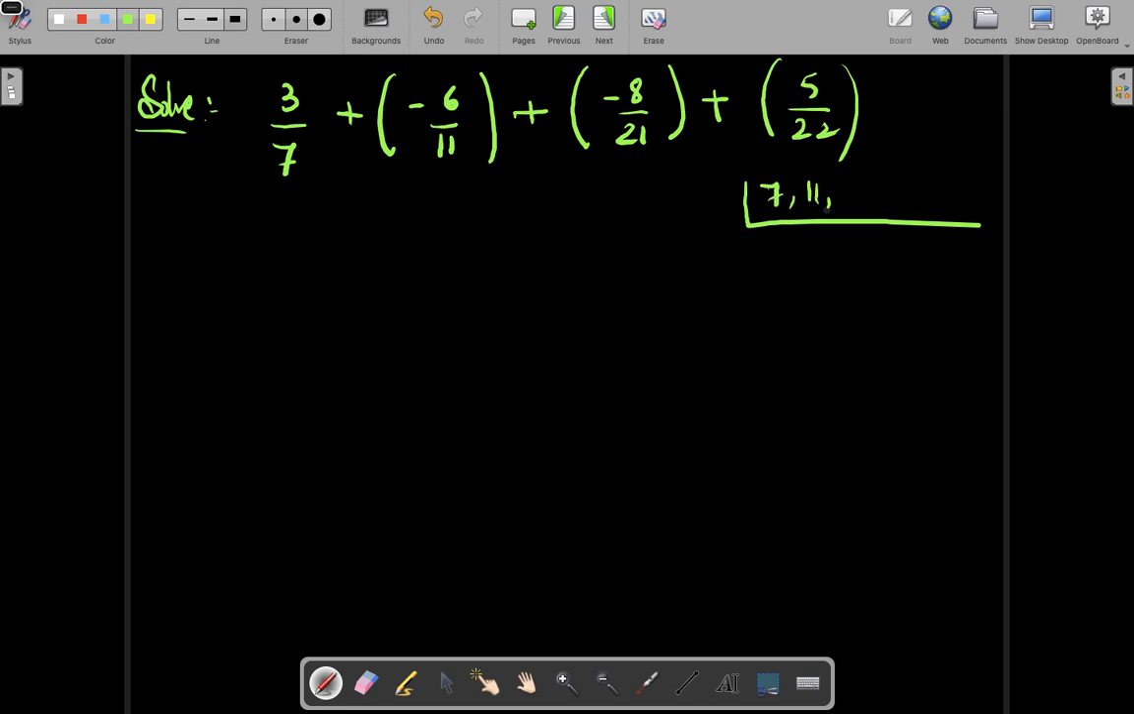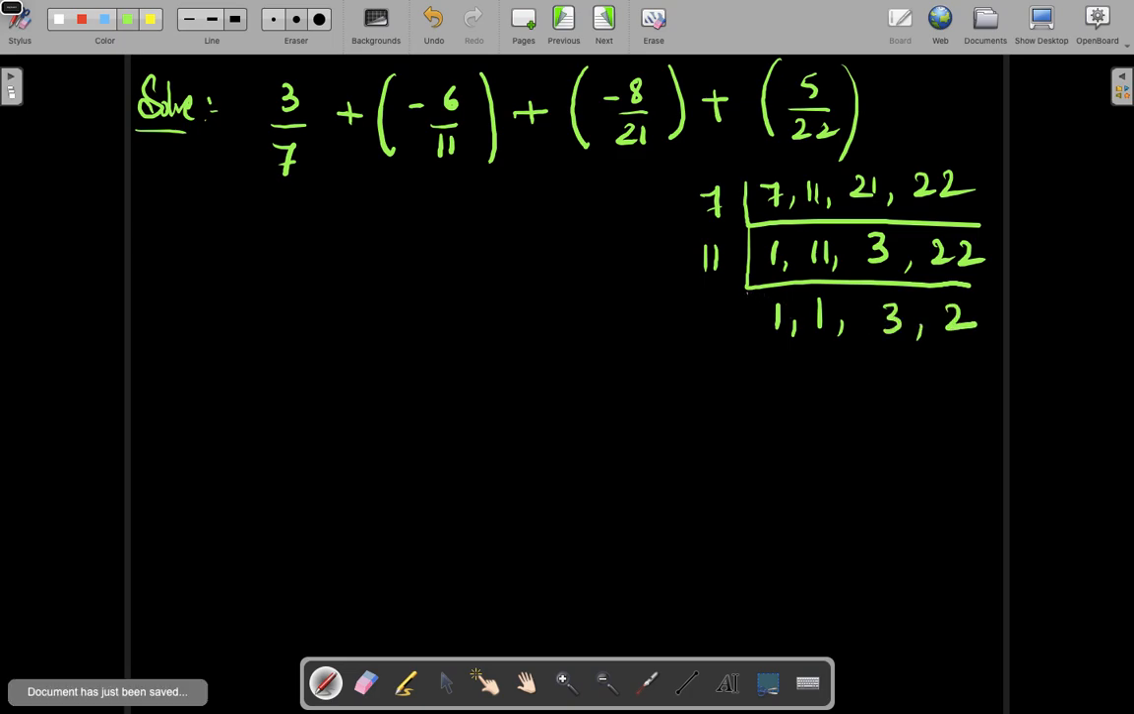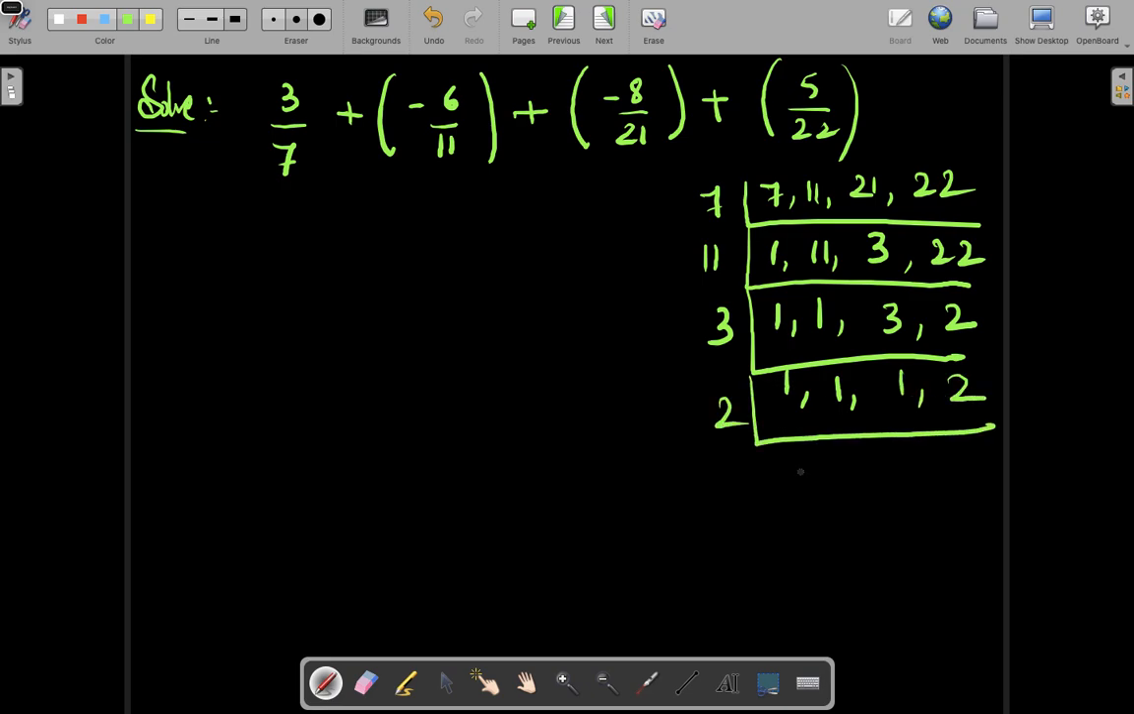7, 11, 21, 22. Let me start with 7. 7 times 1 is 7. I'll write 11 as it is. 7 times 3 is 21. I'll write 22 as it is. 11 times 1 is 11. 11 times 2 is 22. I'll take 3. 3 times 1 is 3. And last I'll take 2. So LCM will be equal to 7 times 11 times 3 times 2, which will be 462.